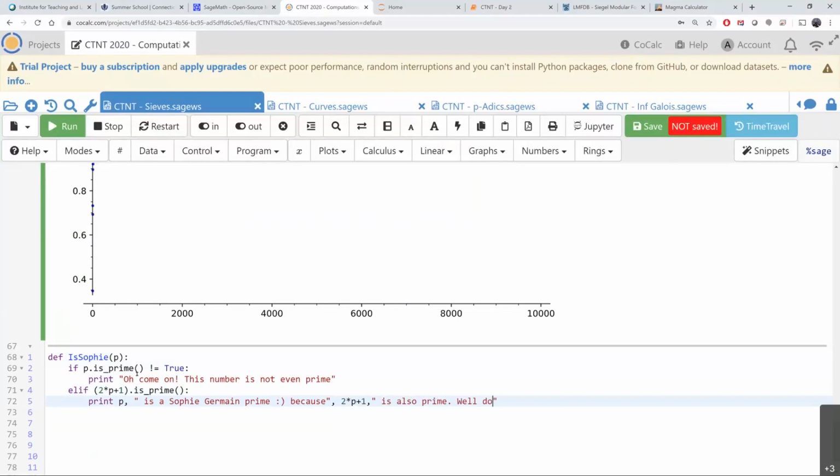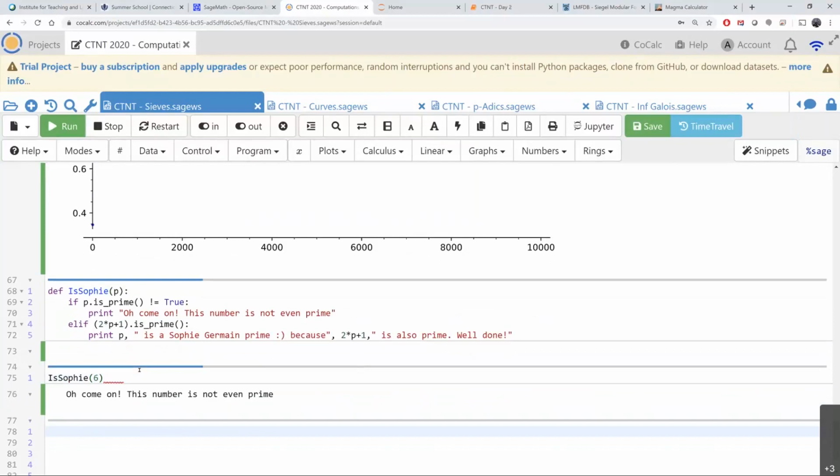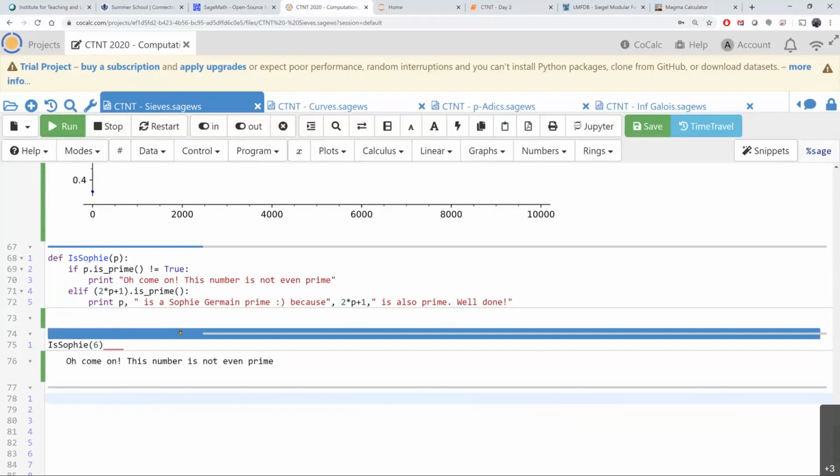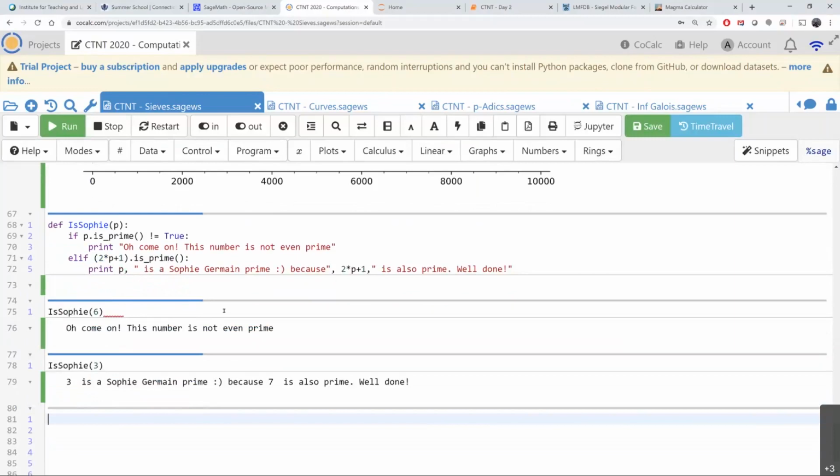Okay, and that's my function, and now I can evaluate it, and now it's in memory, and then I can try it out. So is Sophie of the number 6? It's a very sassy function, and it tells you nope, that number is not even prime. Let's try again. Is 3? Yes. 3 is a Sophie Germain prime because 7 is also prime. Well done. Okay, so that's how you define a function.